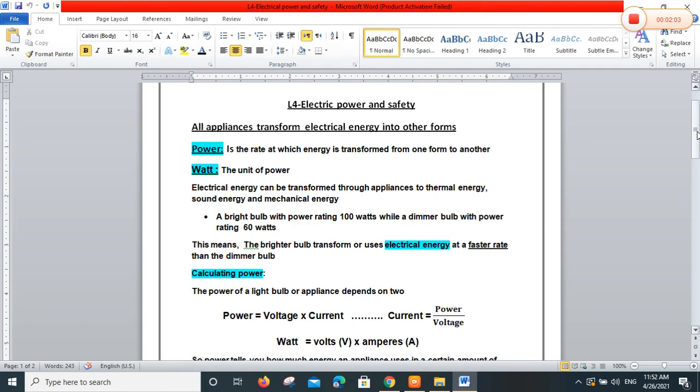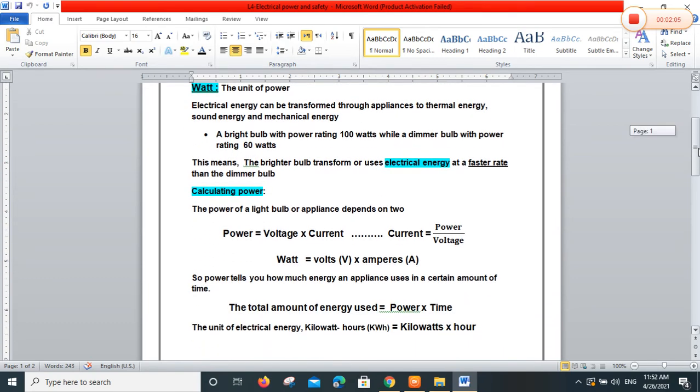How can you calculate power? From the relation power equals voltage times current. So current equals power divided by voltage. The unit of power is the watt, so watt equals volt times ampere.